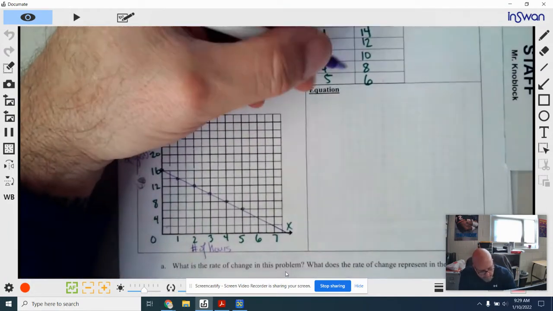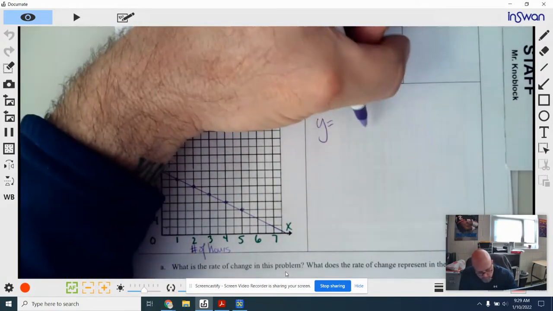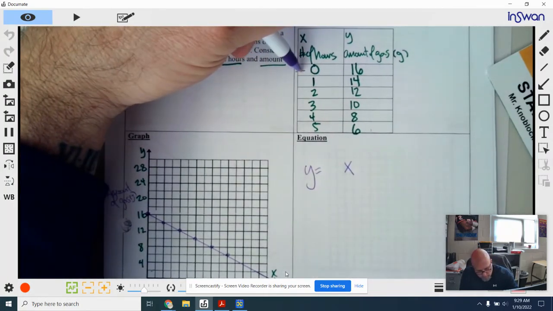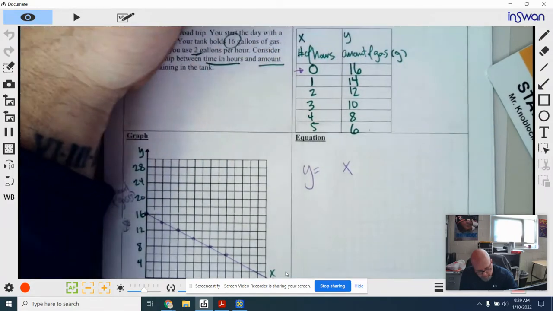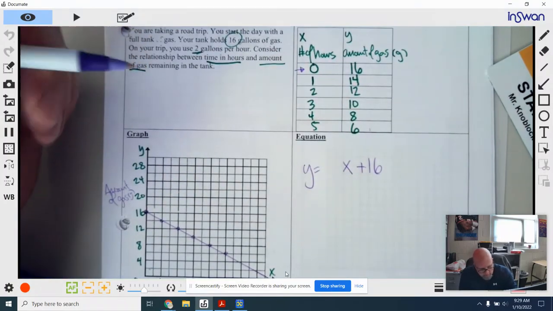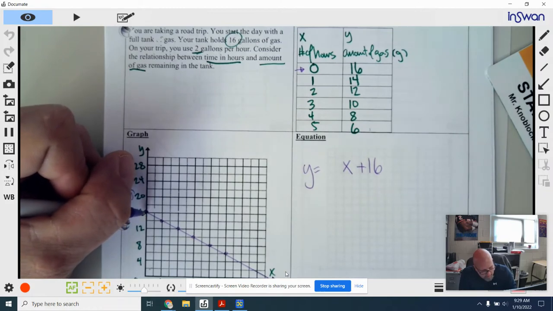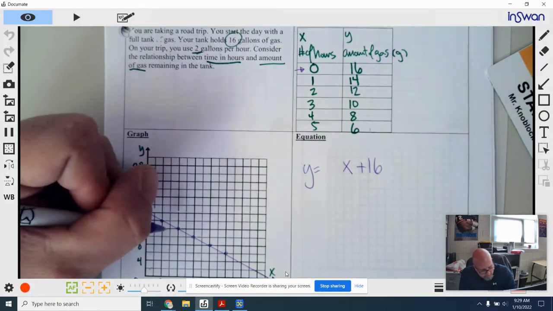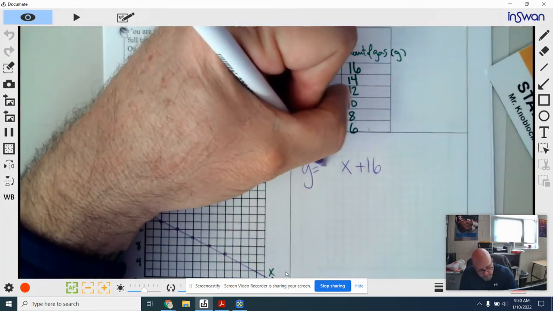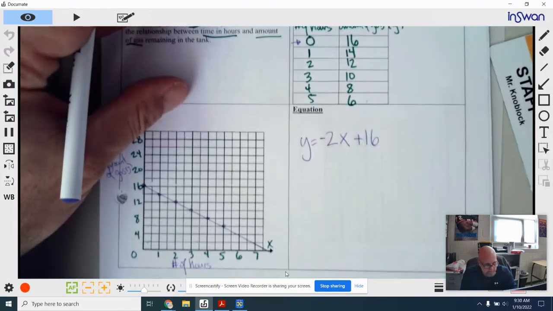All right, so let's go ahead and write an equation for this. So we're going to put y equals. And remember, we have our x. Okay, so what was our starting point? We looked where x was 0. And where x was 0, the number was 16. And it's a positive 16. So I'm going to put plus 16 down here. Next is the rate of change. Well, what's happening? Every hour, you're going down 2. Every hour, you're going down 2. And if you're going down, that's represented by a negative. So the equation would be y equals negative 2x plus 16.